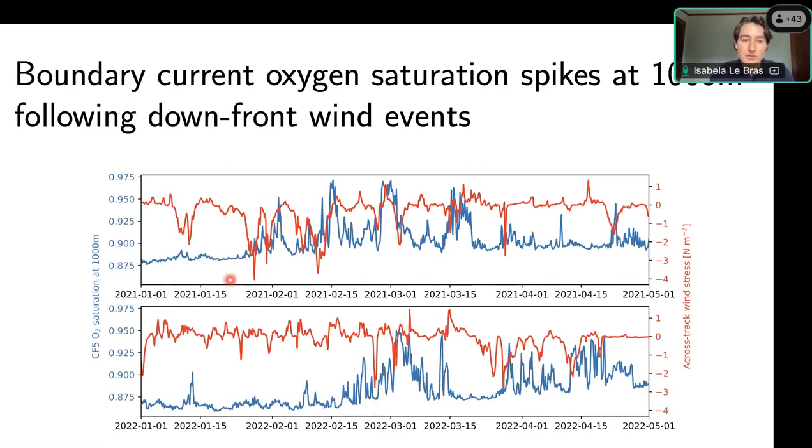And then in blue, I'm showing oxygen saturation at 1,000 meters. So there appears to be a response at 1,000 meters in that oxygen saturation directly following these negative downfront wind events. So this is the first winter, January to May, and then the second winter, January to May.